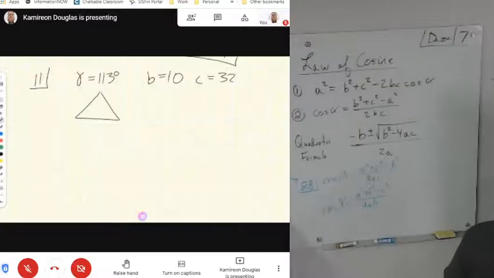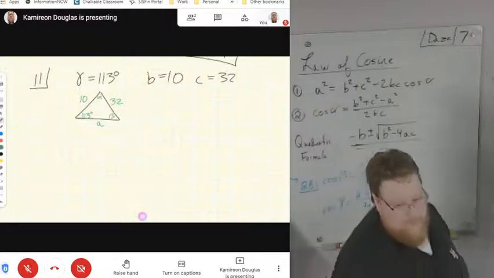Okay, my gamma is 113. And across from gamma goes C, which is 32. Across from beta is going to go 10. Alpha is not known. A is not known. There is my triangle. Is it drawn to scale? Nope. All the pieces are there. That's what matters.